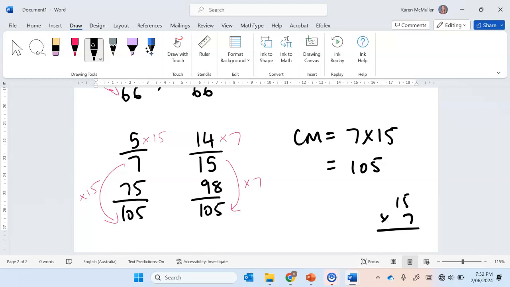So it just allows you to see which one's bigger. When your denominators are the same, you just think about which numerator is bigger. And there we go. So 75 over 105 is smaller than 98 over 105, so 5/7 is smaller than 14/15.